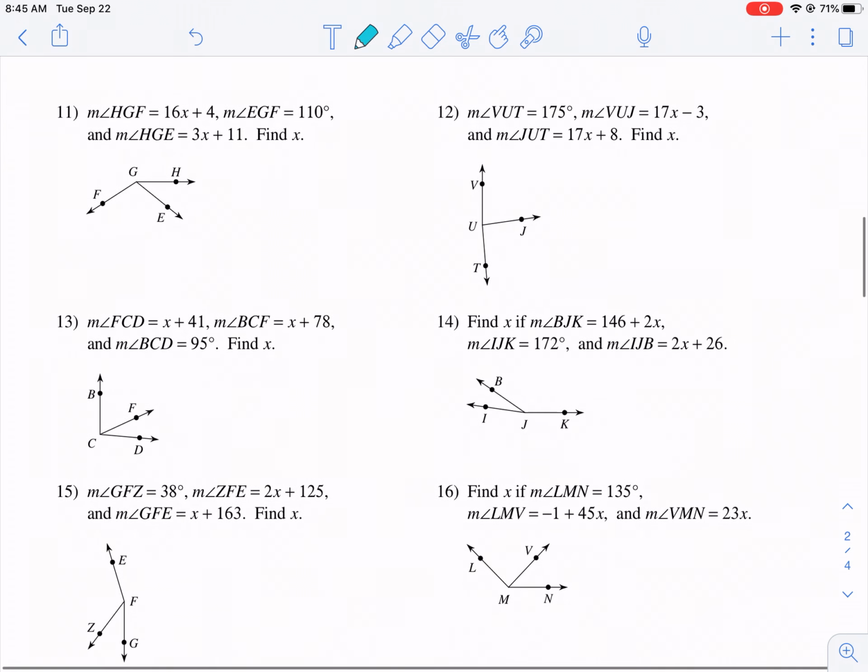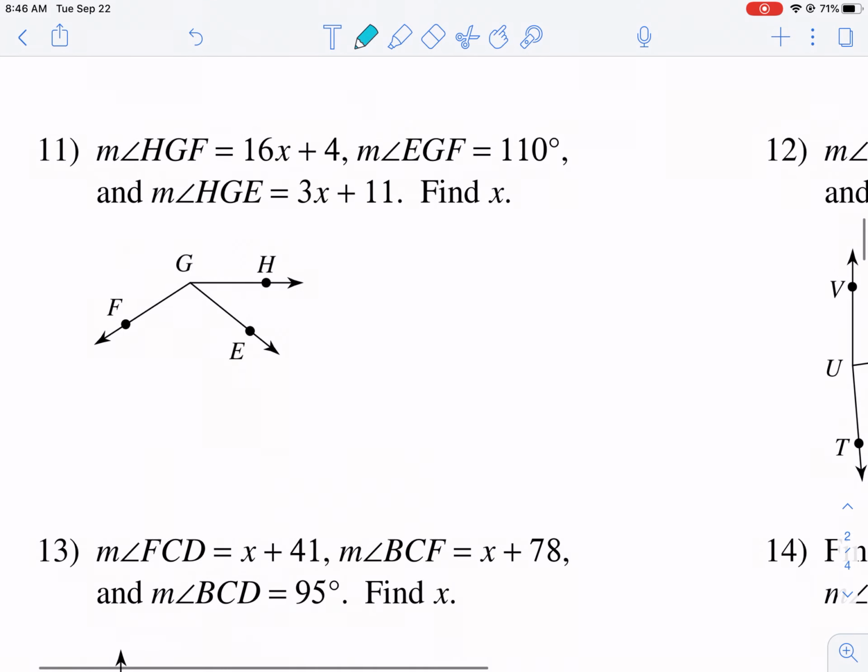Let's get to the second page here. This one's a little more complicated, but still the same principle applies. We're using the angle addition postulate to formulate equations and then solve for missing angles and variables. So HGF, that looks like the big one. HGF is going to be equal to the two smaller ones added together.